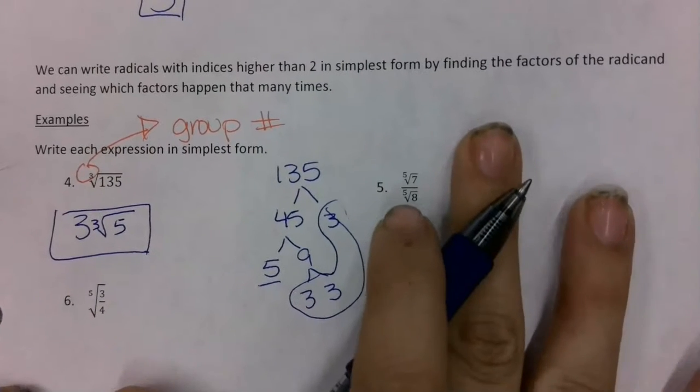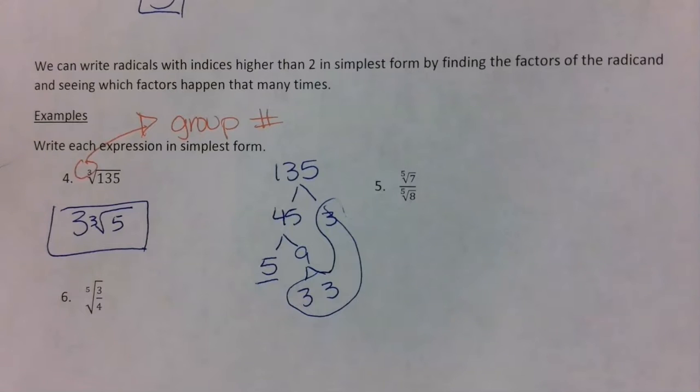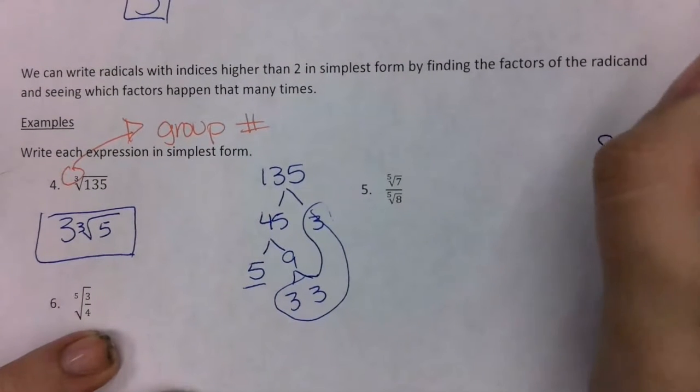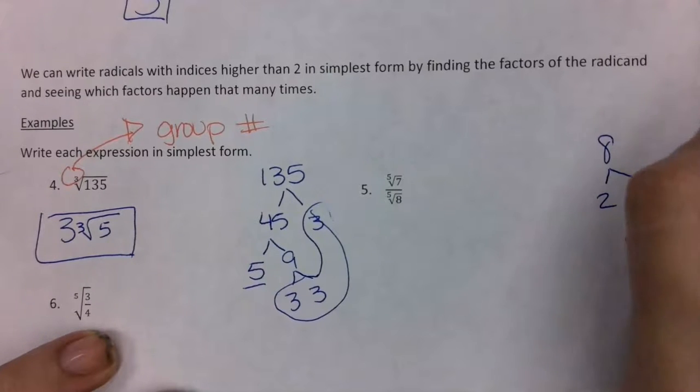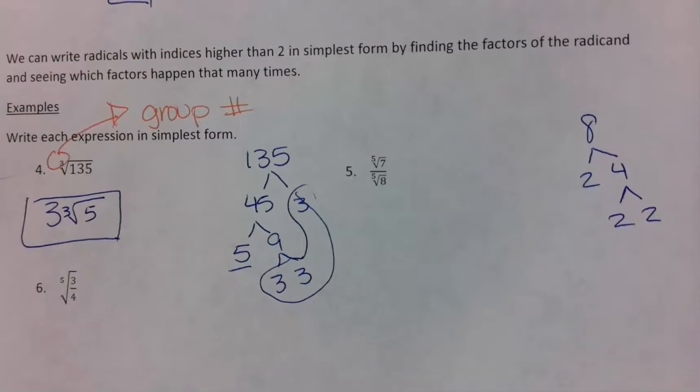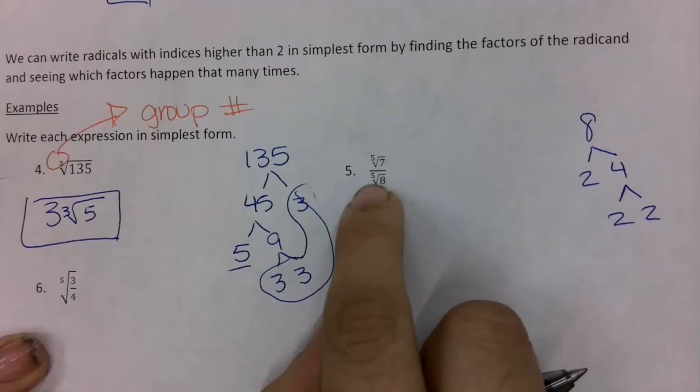So number 5 is a little different. I want to do my factor tree for 8. Okay, how many 2s do I have? 3. Is that enough? No. How many did I need?